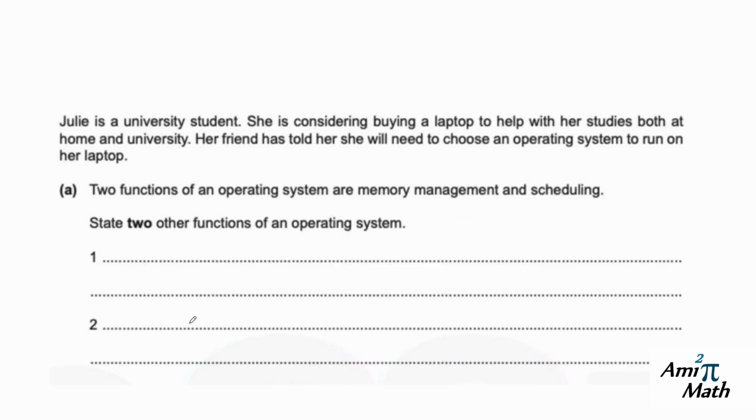Julie is a university student. She's considering buying a laptop to help with her studies, both at home and university. Her friend has told her that she'll need to choose an operating system to run on her laptop. 2 functions of an operating system are memory management and scheduling. State 2 other functions of an operating system. So again, we can say multitasking, and it provides a user interface.